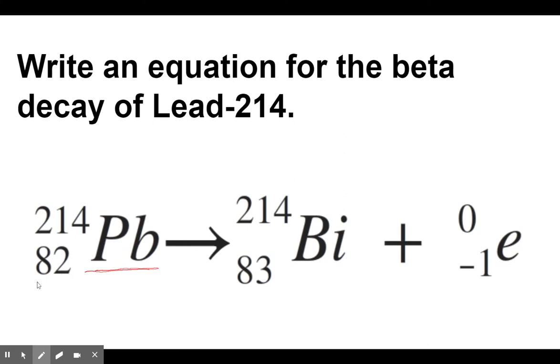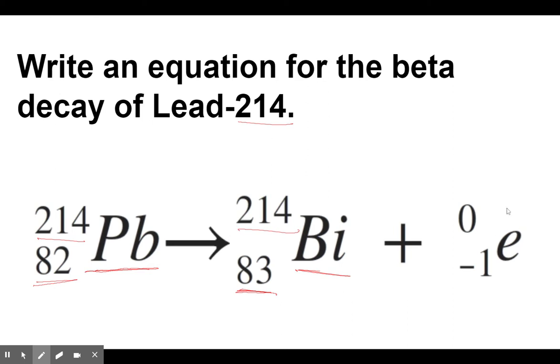The atomic number of lead is 82. We found that on the periodic table. And we were given the mass number, which is 214. So this is how we're going to write the lead atomic symbol that's going to decay. Now, when it decays in beta decay, the atomic number goes up. So it's going to go up to 83. That is going to change it to bismuth, which is the element with the atomic number of 83 on the periodic table. And the mass number does not change because a neutron just switched to a proton.